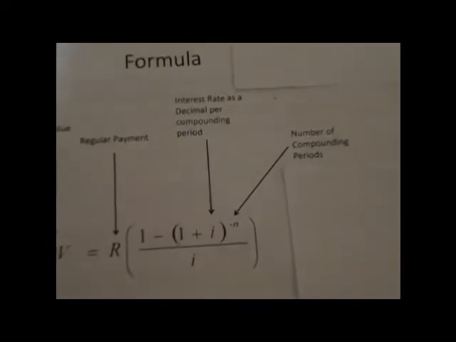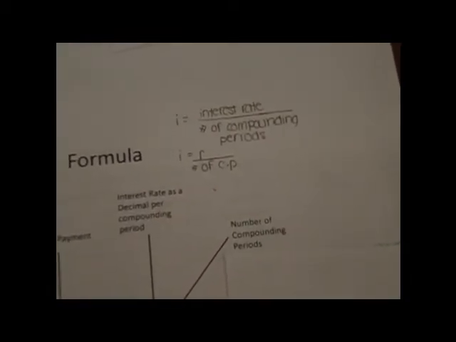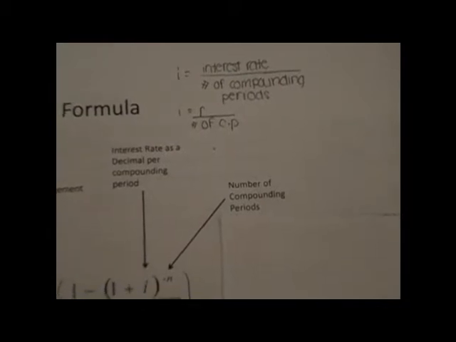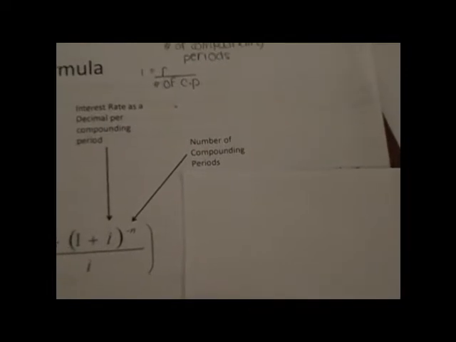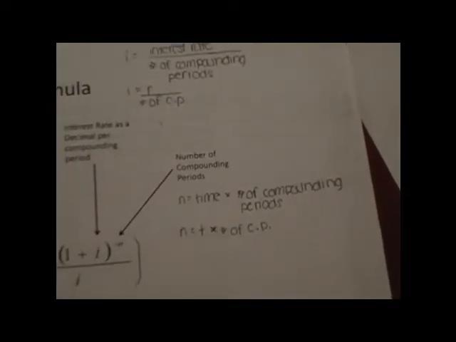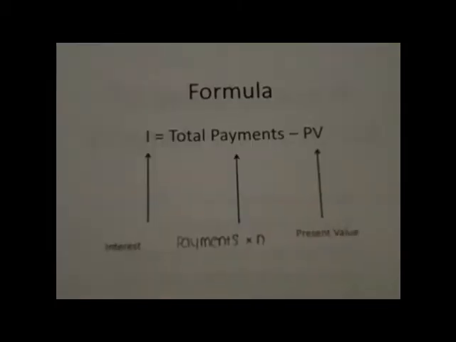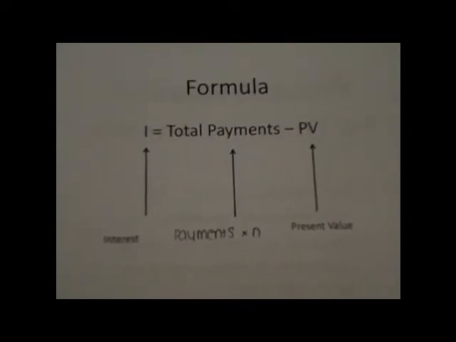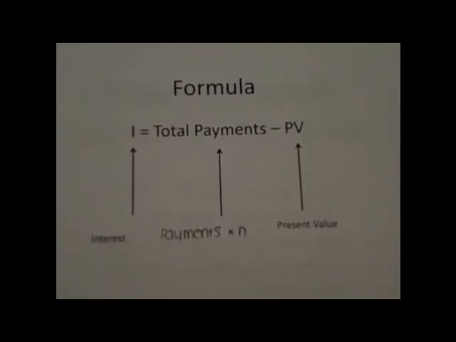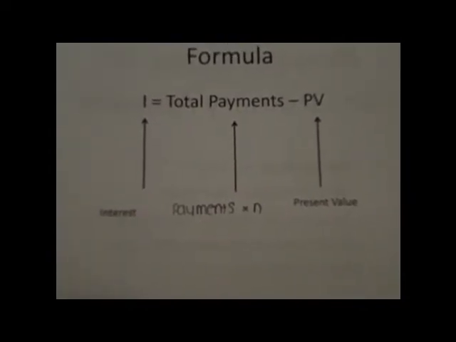To find values of I, you will have to divide the interest rate by the number of compounding periods. And a shorter way to write this is R divided by number of CP. To find values of N, which is the number of compounding periods, you're going to have to multiply time by the number of compounding periods, and a shorter way to write this is T times number of CPs. Another useful formula is to find the interest. To find the interest, you have to subtract total payments from the present value. And to find the total payments, you multiply the original payments by N.